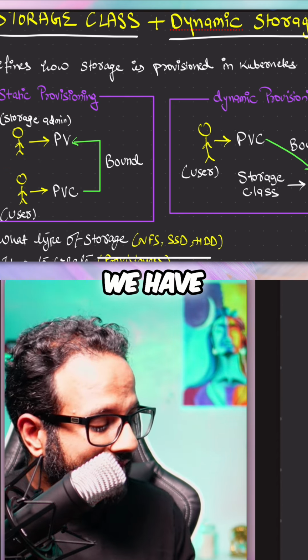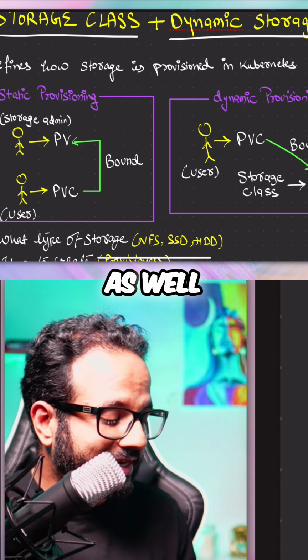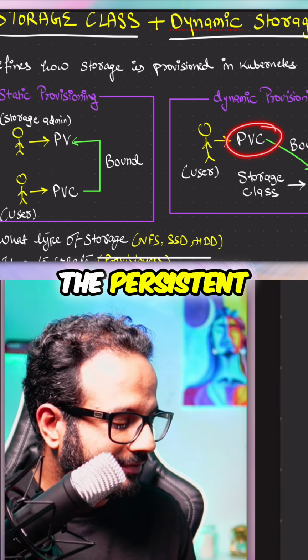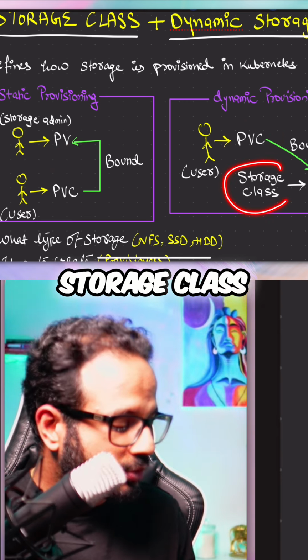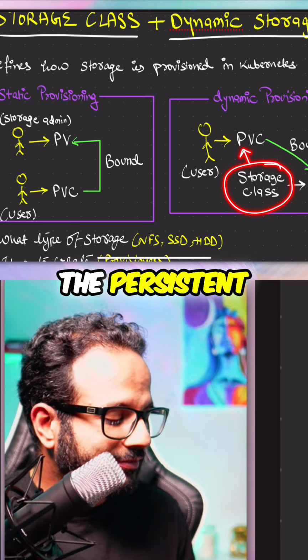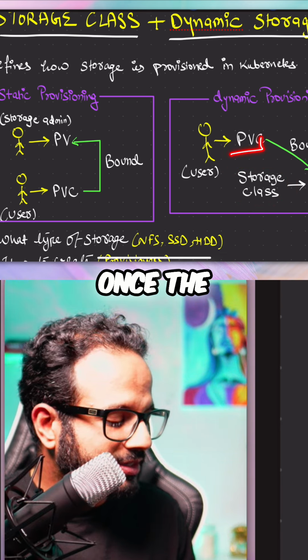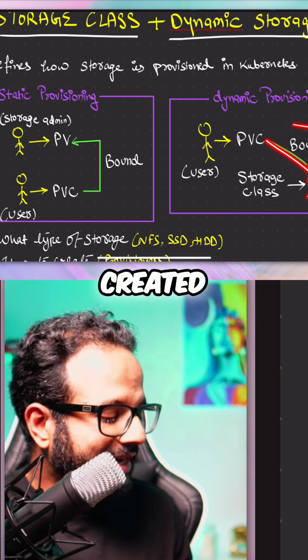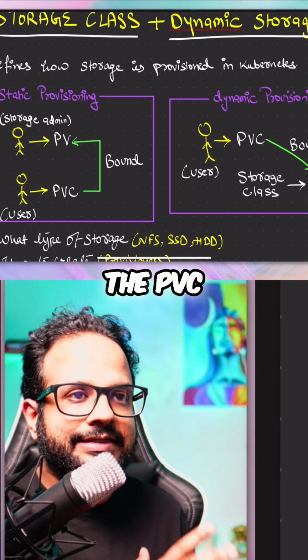Now we have dynamic provisioning as well, in which we don't have to create the persistent volume. You create the persistent volume claim and give the storage class reference in it, and then once the user requests a persistent volume claim, a PV will be created and it will be bound to the PVC.